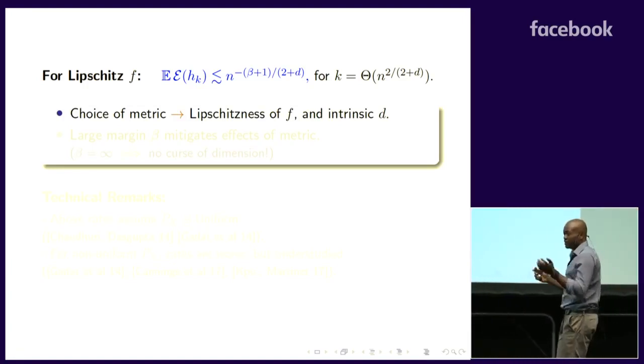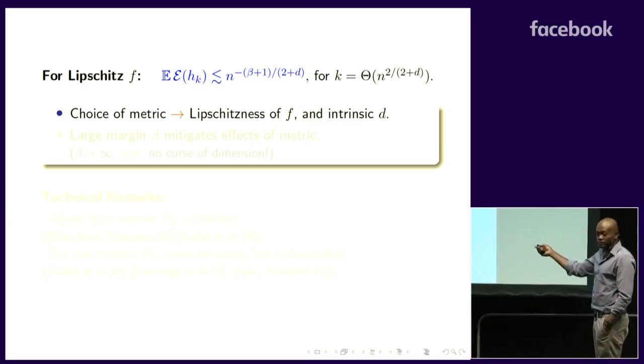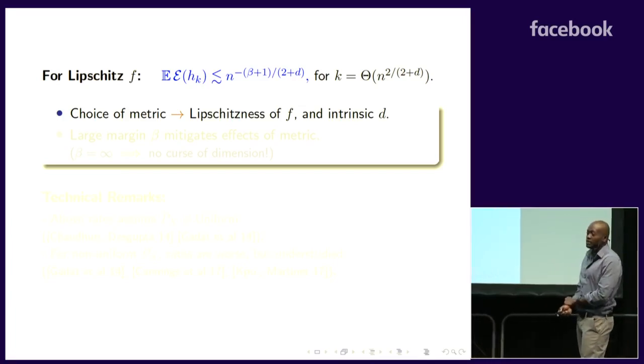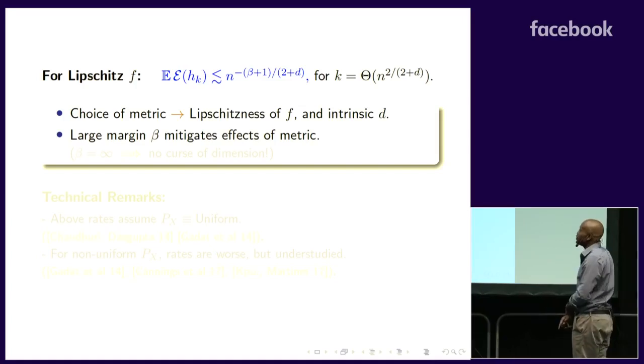So let me just repeat some of the messages that we've seen so far. The choice of metric is important. The choice of metric affects how smooth the regression function f is, and it also affects the intrinsic dimension. And how smooth the function is and the intrinsic dimension control how well nearest neighbor will perform. This is very true in regression. It is somewhat true in classification, but what we just saw is that as long as we have margin in classification, nearest neighbor performs much better. In other words, the choice of metric becomes less important in classification, which is an interesting message.